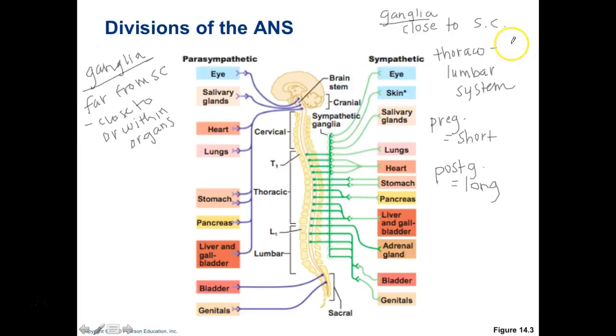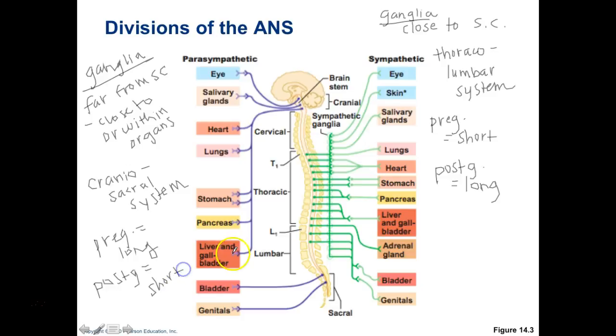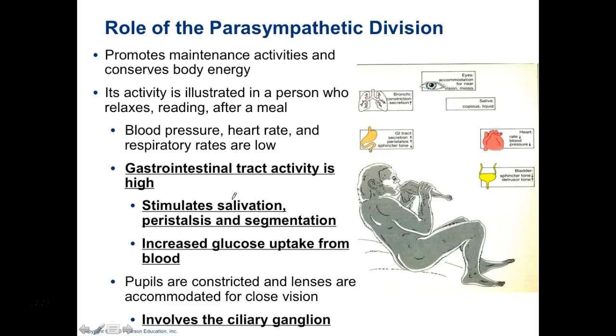And the other thing is, instead of the thoracolumbar system, this is coming off of cranial nerves or sacral. So we call this the craniosacral system. And then we're going to have our preganglionic fibers as long and our postganglionic fibers as short. Look how short they are. It goes from here to here because they might be located within the organ themselves. Okay, so those are the main differences as far as composition.